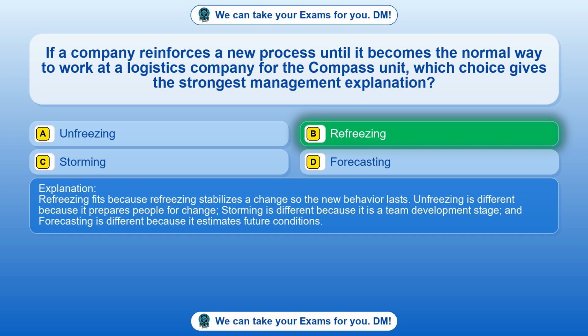Refreezing fits because refreezing stabilizes a change so the new behavior lasts. Unfreezing is different because it prepares people for change. Storming is different because it is a team development stage, and forecasting is different because it estimates future conditions.